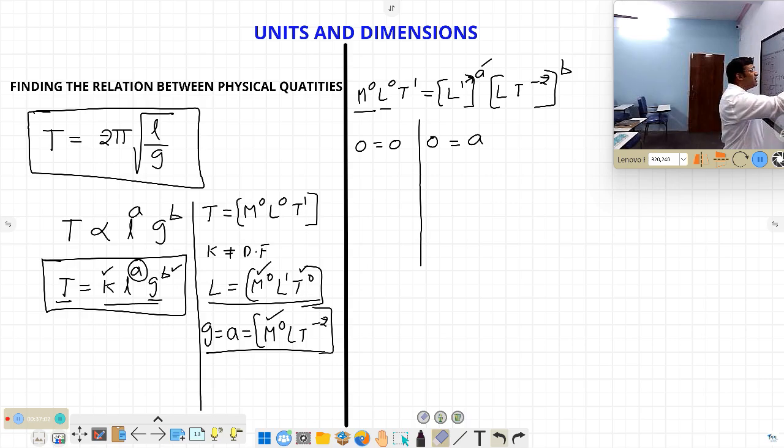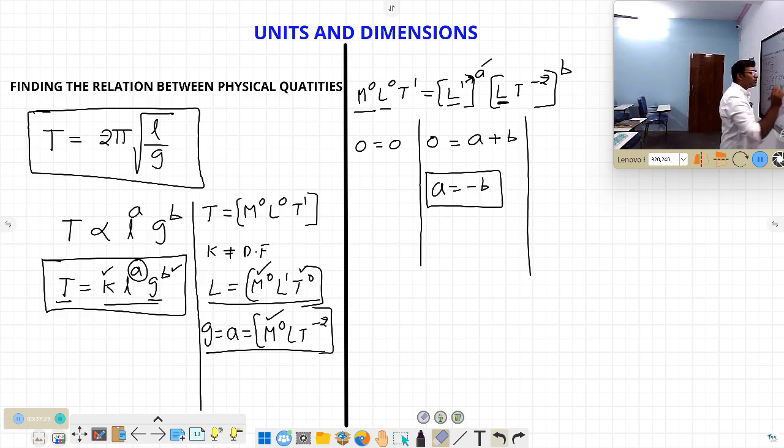Next, here L is there, one more L is there, L power b, that becomes L^b. Here L power a, L power b. So the bases are the same, so the powers must be added. When the bases are the same, you have to add the powers. That means this becomes a plus b. So from this, we get the relation a is equal to minus b. So the a value is equal to the b value, but opposite in sign.